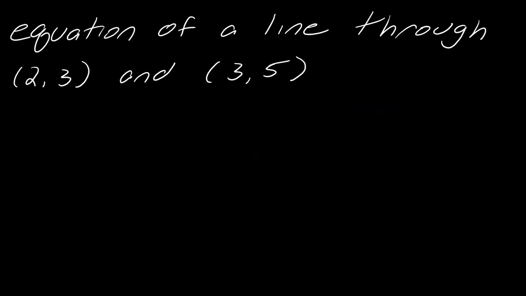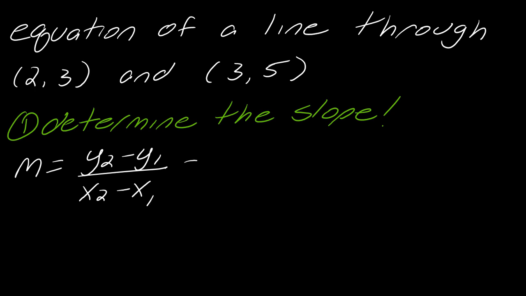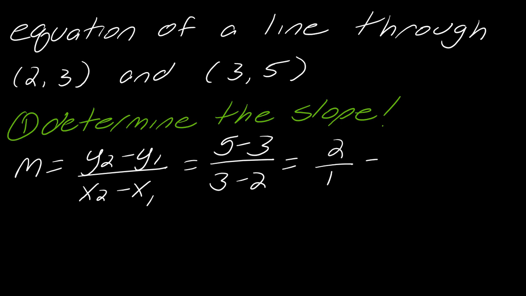And so what you'll notice here is I have 2 points but no slope. However, since I know those 2 points, I can determine the slope. So the first thing that I'm going to want to do is determine the slope between these 2 points. So let's bring out that slope formula of y2 minus y1 over x2 minus x1. If I plug these points in, this is going to give me 5 minus 3, those are my y coordinates, and then 3 minus 2, those are my x coordinates. And this will become 2 over 1, so this will equal 2.